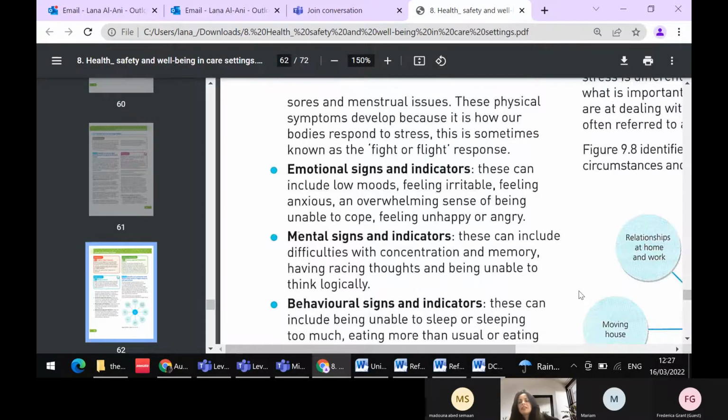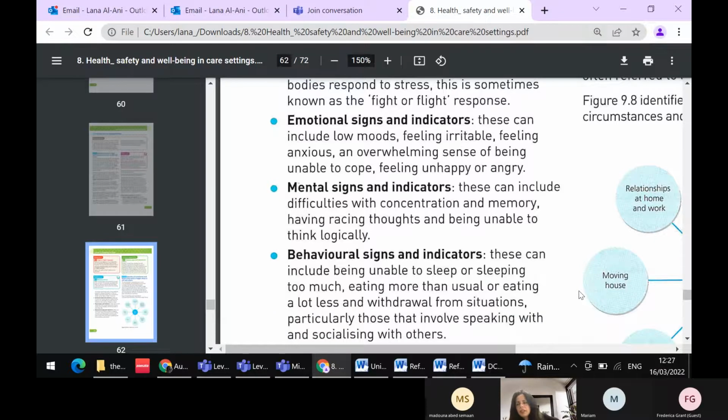Also, mental signs. What are the mental signs? Include the concentration, the memory are all gone. Suddenly your manager talks to you about one of the clients, you will be staring at her face because there is no concentration, no memory, nothing. And also unable to think logically. Suddenly in any situation happening, you just do some silly things because you're not thinking properly, not thinking logically.